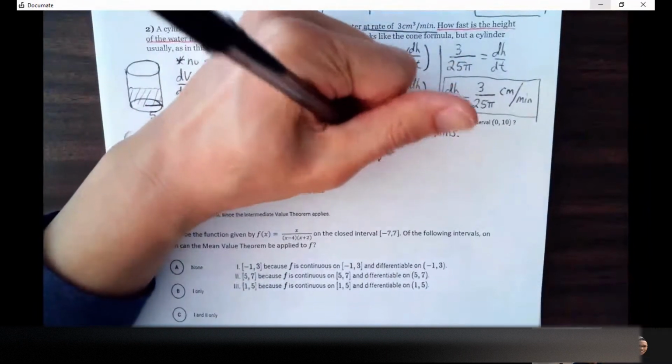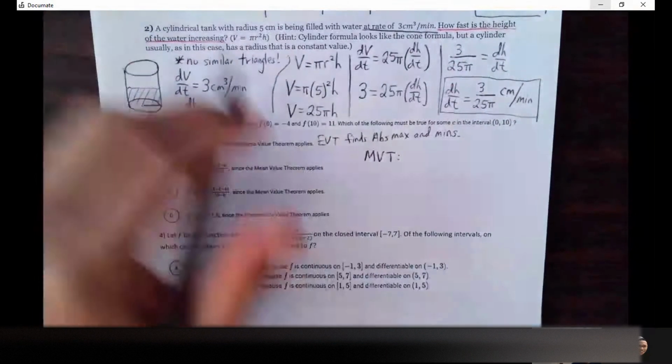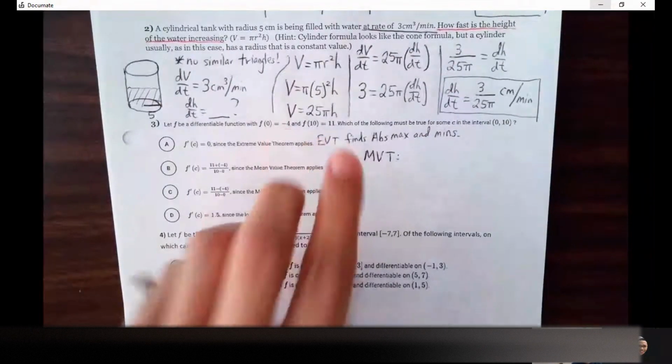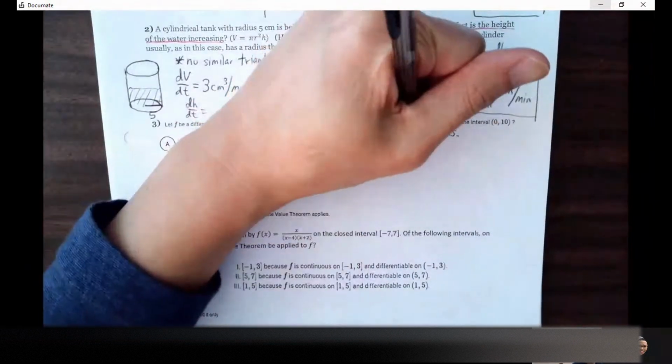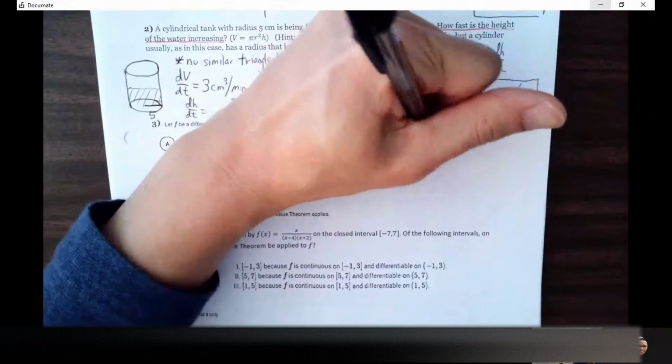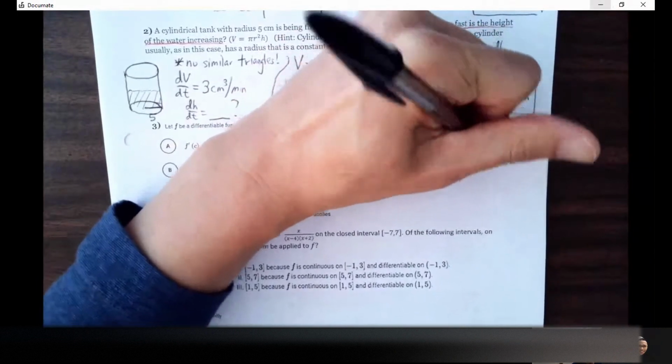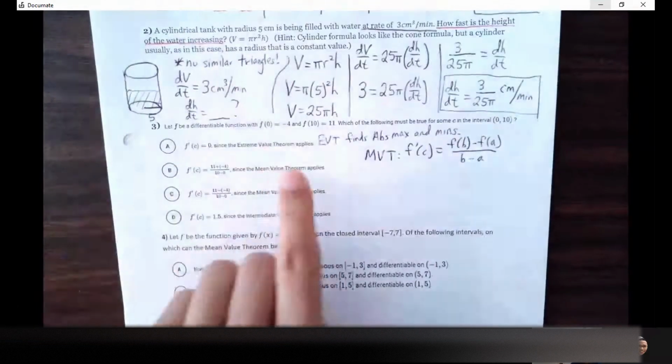So let's see what mean value theorem says. Mean value theorem says change in my y value over change in x. So I'm just going to do mean value theorem is f'(c) is equal to f(b) minus f(a) over b minus a. My a and b values are 0 and 10.